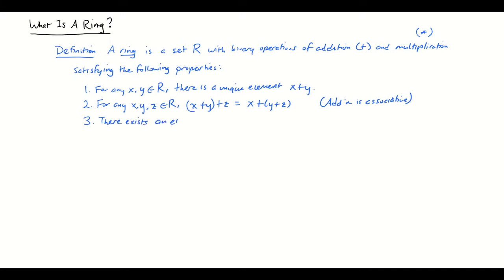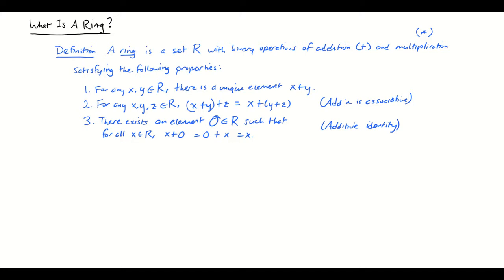Number 3, there exists an element 0 belonging to R. Sorry, that's supposed to be just a regular 0 there. 0 belonging to R such that for all x in the ring, x plus 0 equals 0 plus x equals x. And that 0 is called the additive identity. Okay, so we have a set, and the operation of addition on that set, first of all, the set's closed under addition. The addition is associative, and there's an additive identity.